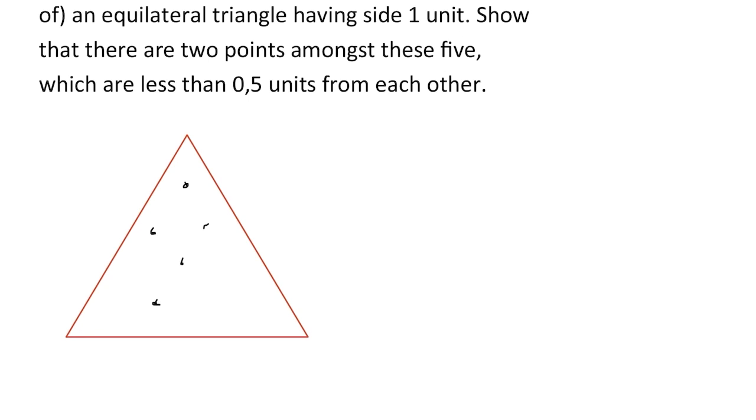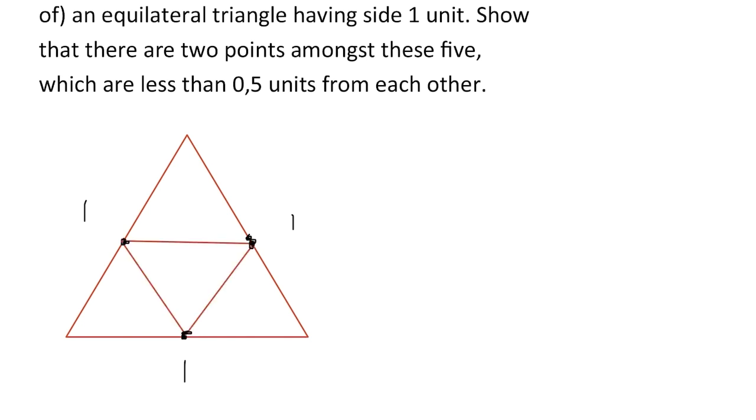So I know this equilateral triangle has side lengths 1, 1, and 1. So the trick here is to actually divide this equilateral triangle. Okay, so if I take a midpoint here and the midpoint here and the midpoint there, then I can divide this triangle.